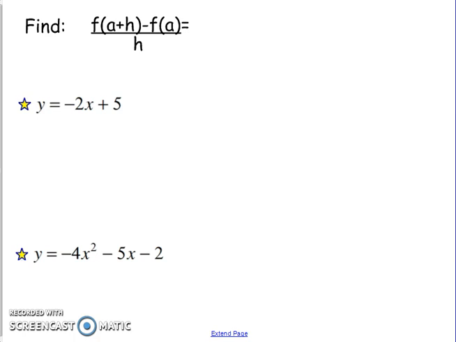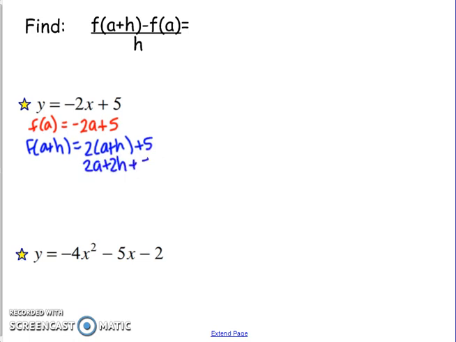So first thing I'm going to do is I'm going to do f at a, because that's the easiest one to do. So I'm going to plug in a for x. So I get negative 2a plus 5. Then I'm going to do f of a plus h. So I have 2 times a plus h plus 5. So that gives me 2a plus 2h plus 5.